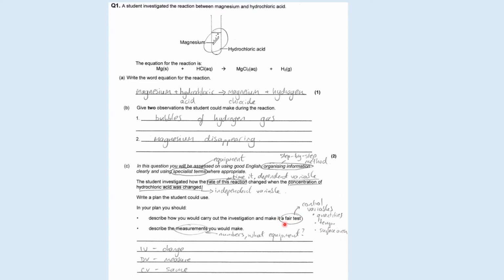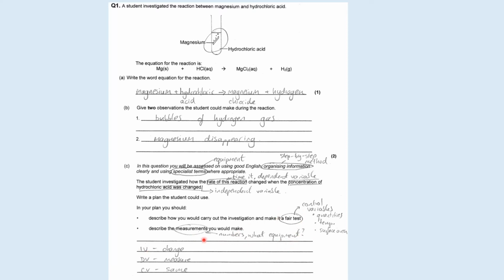Now, you might have noticed on the previous slide, it said to gather valid data. They tend not to use the words fair test anymore. Valid data basically means the same thing. So if you see the words valid data, you should be making sure you're writing your control variables, your quantities, and your independent and dependent variables. So that's the same thing. So fair test, valid data, that's the same kind of thing. And the measurements, well, what actual equipment are you going to need?